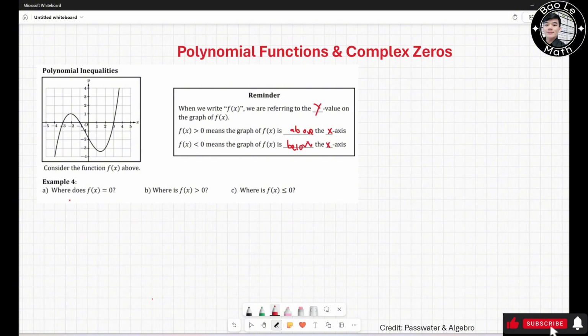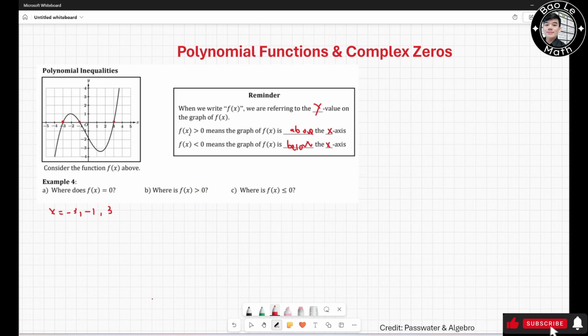The question asks us, when does f of x equal 0? Which means they ask us to find the zeros of the polynomial function. Alright, so we have the first zero right here, the second zero right here, and the third zero right here. So it's going to be x equal to -3, -1, and 3. Right? Now, where is f of x greater than 0?